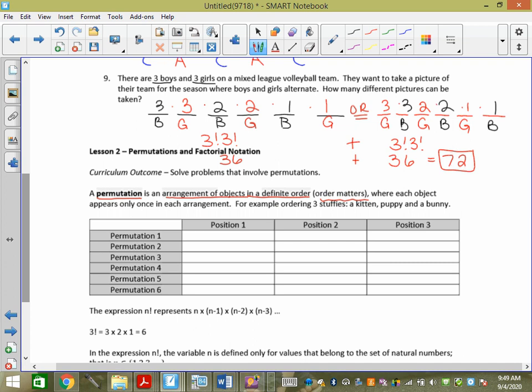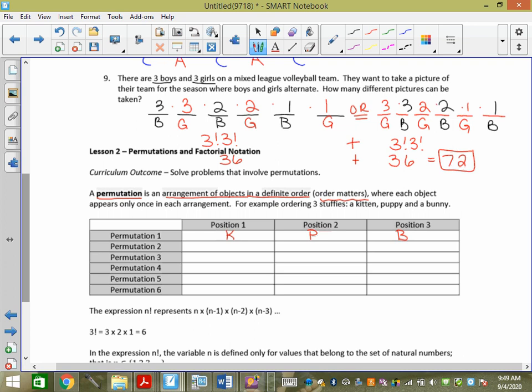For example, ordering 3 stuffies. A kitty, a puppy, and a bunny. We're going to order them. My 6-year-old daughter orders stuffed animals all the time. So how she could order it so it would look different is she could start with a kitty, a puppy, and a bunny. Could she not?